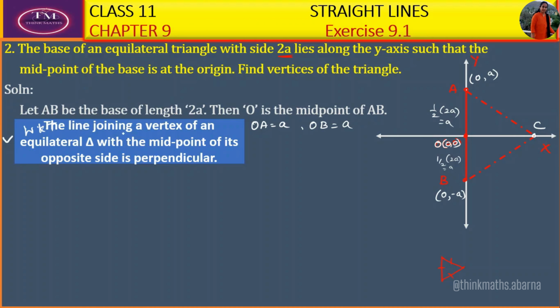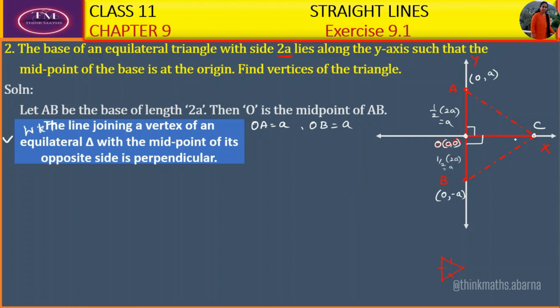So the line joining a vertex of an equilateral triangle with the midpoint of its opposite side is perpendicular. There is a vertex here and this is the midpoint here. If you join OC, this OC will be perpendicular to AB. This is the property of a triangle. So now let us join this OC. So these two will be perpendicular.